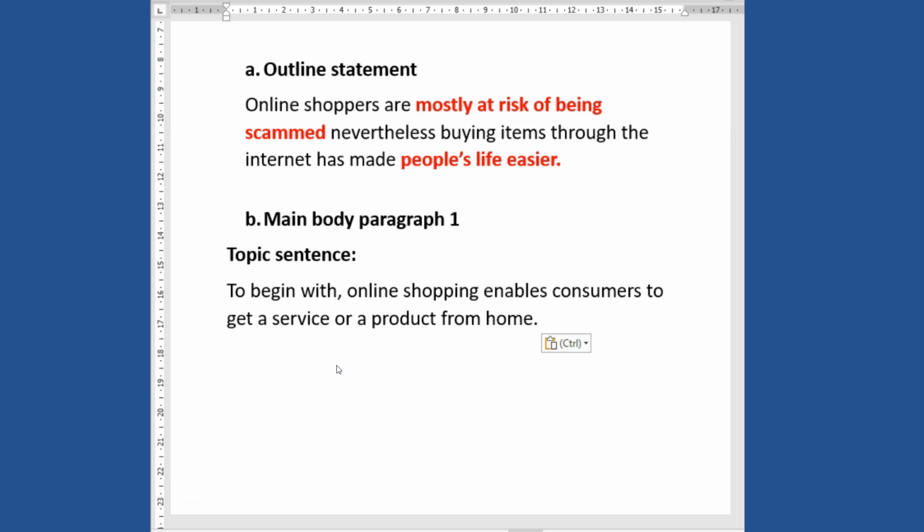So starting with the advantage of shopping online, I'm going to describe or talk about it, and I'll explain and give an example. So I start with the topic sentence, which is outlining or bringing out my view. So to begin with, online shopping enables consumers to get a service or product from home. So I just started with that, and after that I'll need to explain what I mean. All right, so I'll give a second sentence which is going to talk about the explanation.